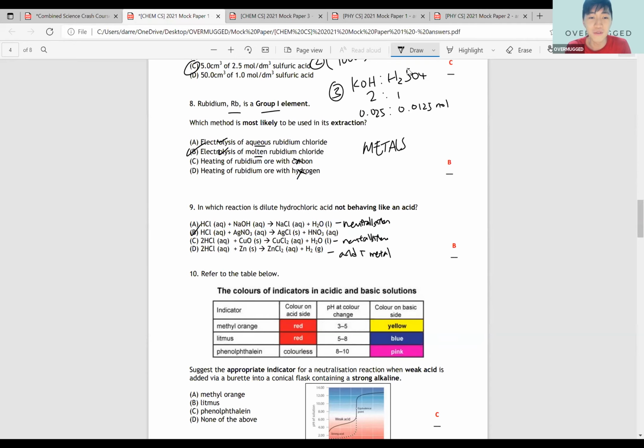Quick quiz, if you know the answer, type in the chat. Anybody can recognize what reaction B is? Very good. Oh, Julia, there you go. Yes, reaction B is precipitation, because this is aqueous to give you an insoluble silver chloride salt. So does B exist as a reaction? Yes, it is a real reaction. But in this reaction, your hydrochloric acid is not behaving like an acid. Instead, this is just a precipitation reaction. So please write that down. This is precipitation, but precipitation is not an acid reaction. Therefore, it's the answer.